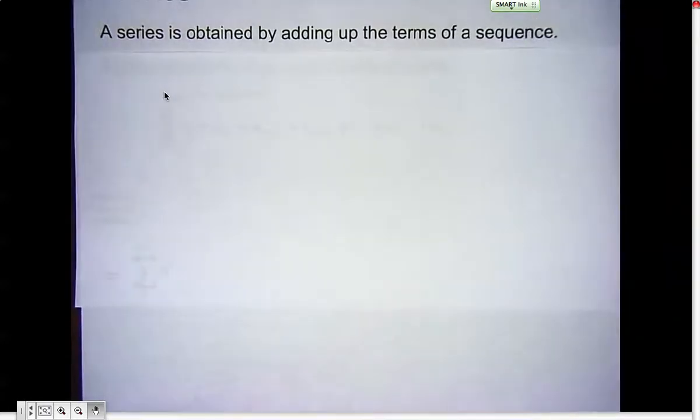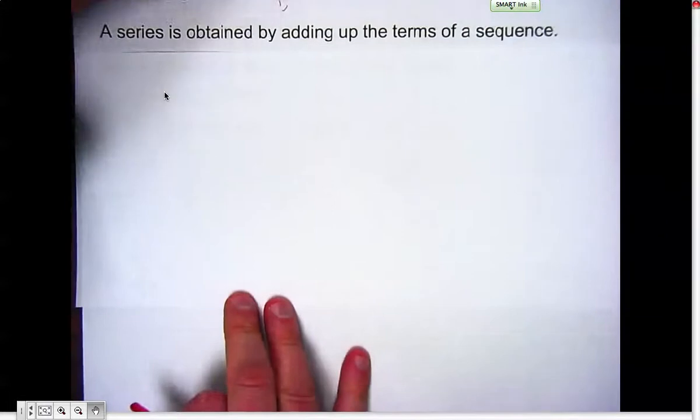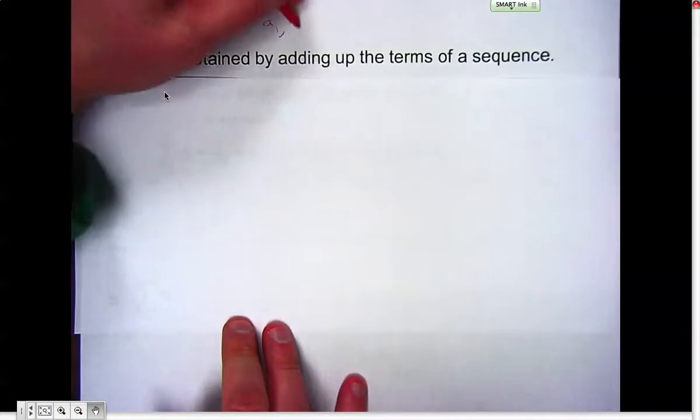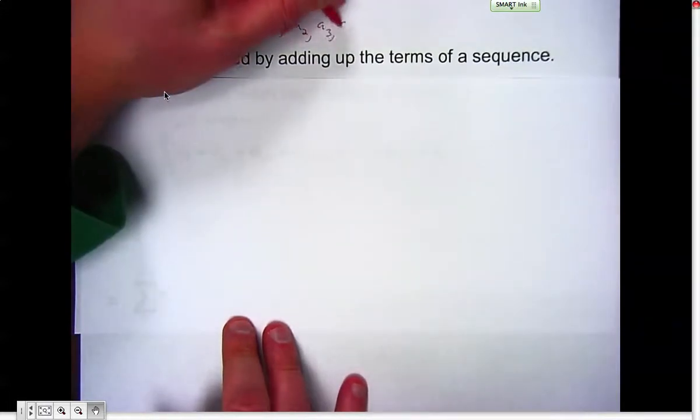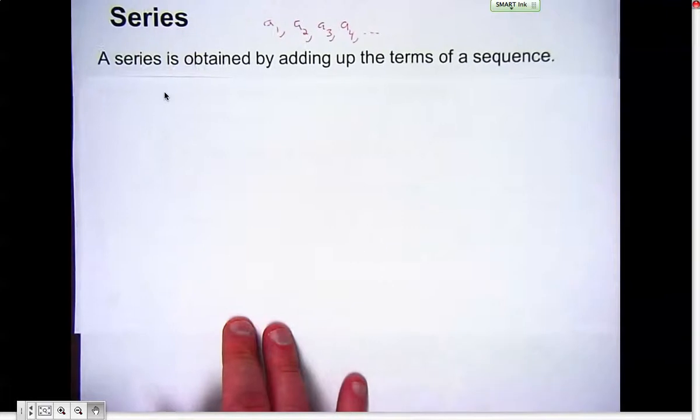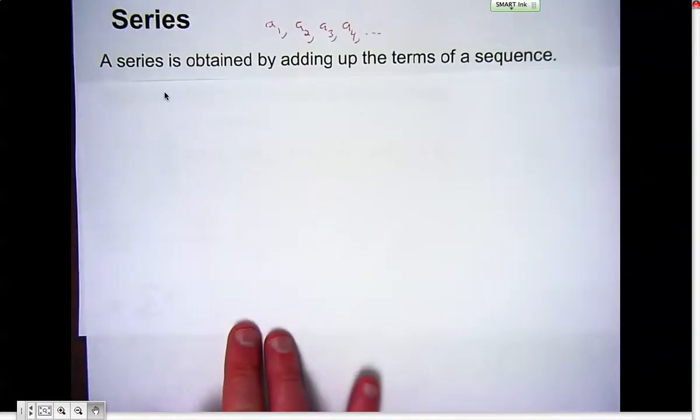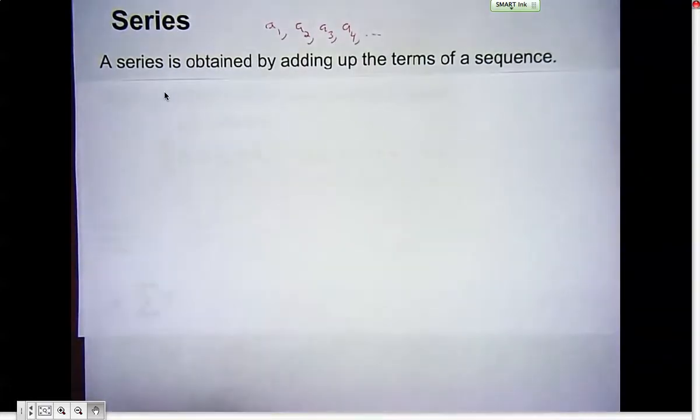Okay, so today we're going to talk a little bit about series and go over some notation that goes with a series. Remember from yesterday, a series is obtained by adding up the terms of a sequence. A sequence is just a list of numbers, and the notation we used yesterday was something like a sub 1, comma, a sub 2, a sub 3, a sub 4, and so on. That's a sequence. And a series is what we get when we basically change those commas into plus signs.